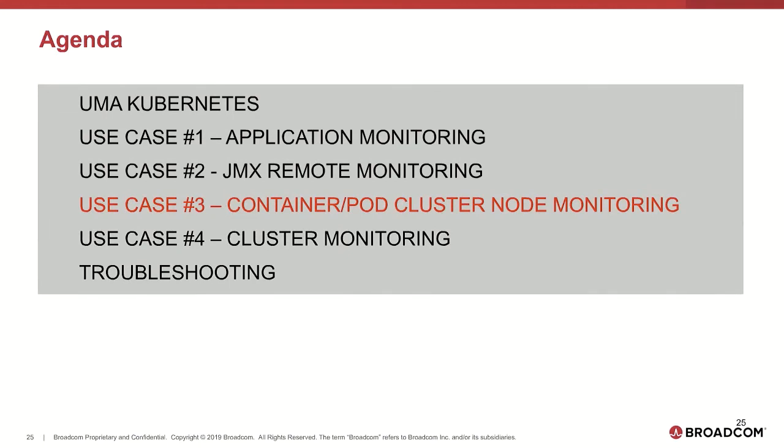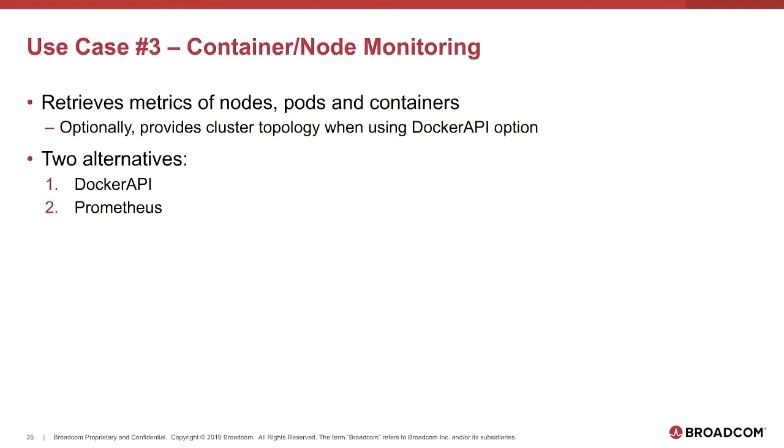We did the Java before. Now the next one is container and pod level information. The way this works, there are 2 alternatives: Docker API and Prometheus. Prometheus we generally see more in the development environment than in the production environment. So in a development environment, the advantage is to leverage the Prometheus that's already there. What we're doing is just connecting to the Prometheus server that's running in the cluster and pulling data.